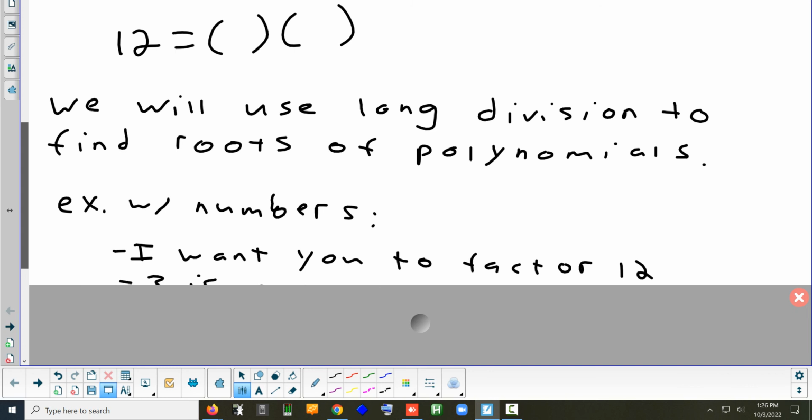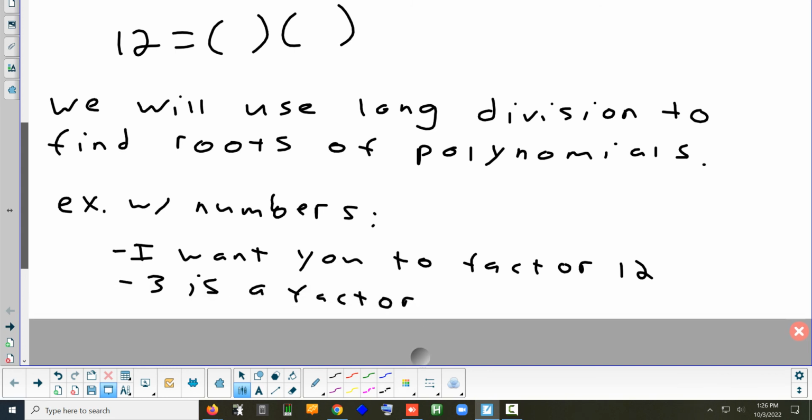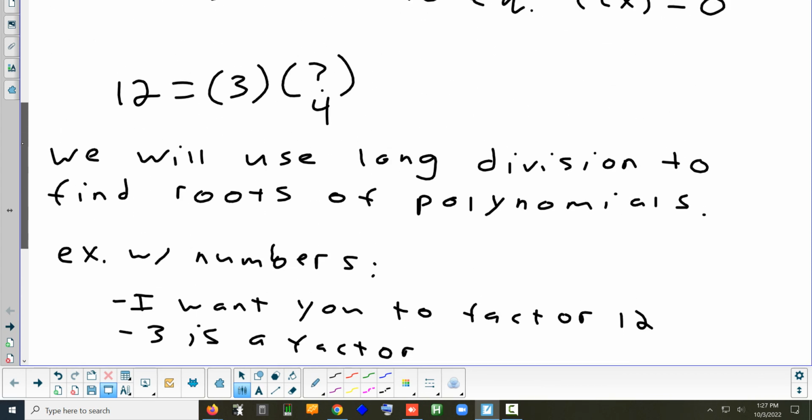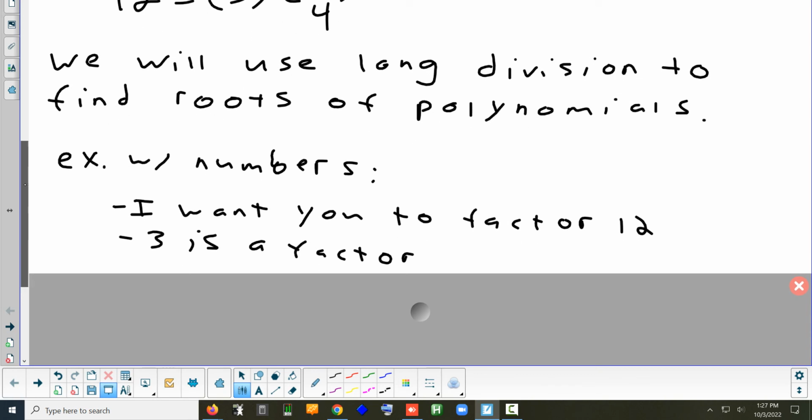Something times something. Now, I'm going to tell you that 3 is a factor of 12. How could you use the fact that 3 is a factor to find the other one? Yeah, divide 12 by 3. Take the one that you know is a factor and divide 12 by it, and you get the other answer that goes there. And then we're going to do exactly the same thing, except with a polynomial.